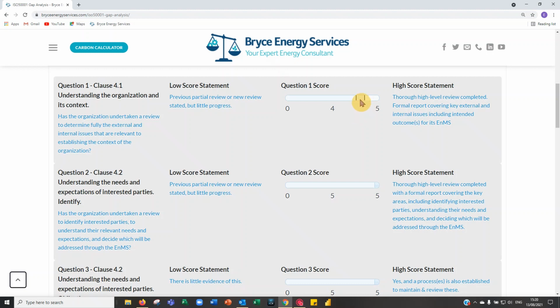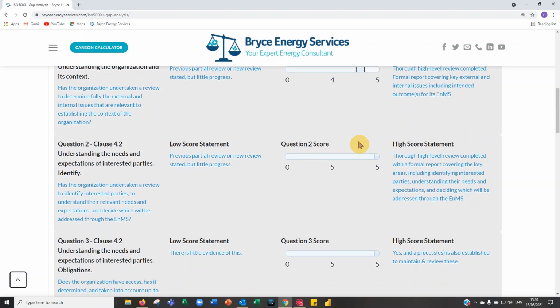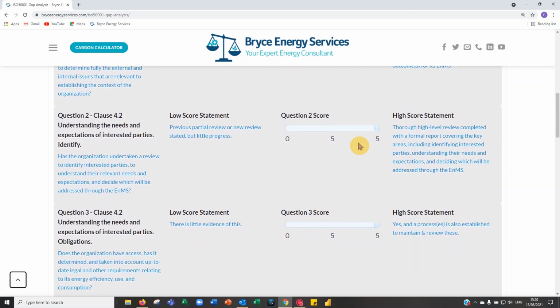So, this slider sets a score between 0 and 5. So I'll just set each score to 4 as we go down through. Again, obviously, whatever it is for your business on that relative scale.